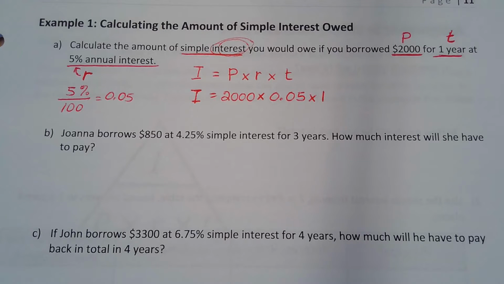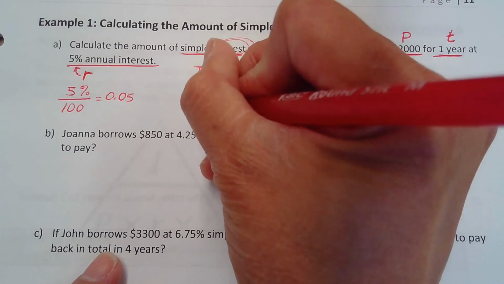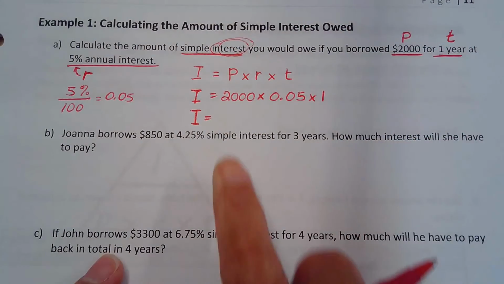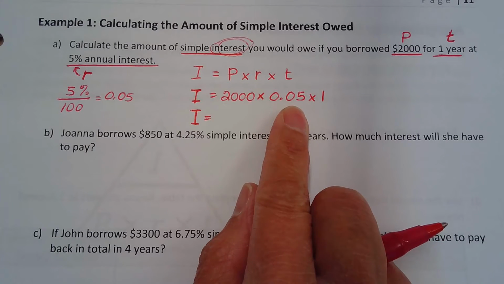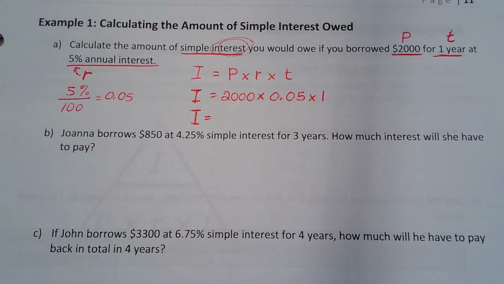Okay, good. So first things first, we write down the formula. And then the next part is to write down what's given. It's called substitution. Substitution means to replace something with a number. Okay, the next part is calculation. So I is equal to 2,000 times 0.05 times 1. So let's go ahead and calculate that right now. 100.